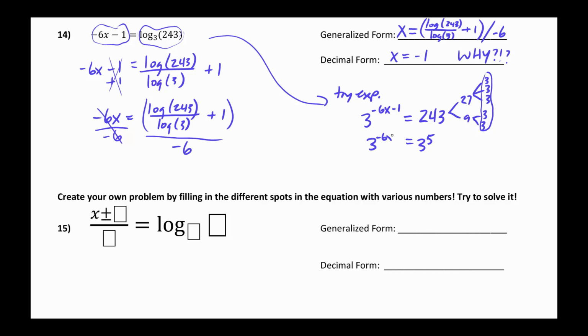This is 3 to the negative 6x minus 1 power. Notice how my bases are the same. If they're the same, that means the exponents must work out to be the same. That means negative 6x minus 1 has to be equal to 5 in order for this to equal out and to balance. So if I'm going to solve that, adding 1 to both sides, I get negative 6x equals 5 plus 1 is 6. What? I divide by negative 6, and I get x equals negative 1.